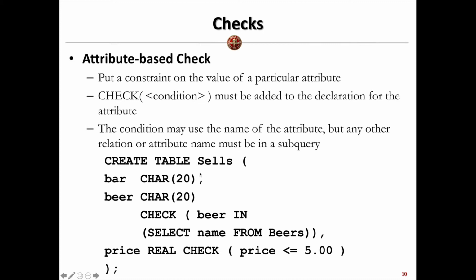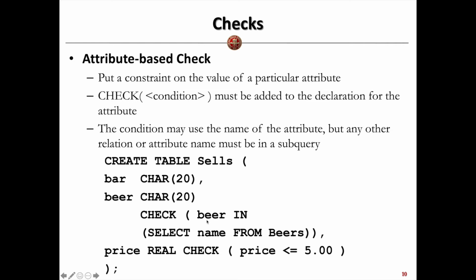We can create tables for sales records. Inside we have both bar, beer, and price. Here we provide checks on both beer as well as price. So for beer we have a check, parentheses, beer should be in, and we have another subquery as shown here, select name from beers. What does this mean? This beer attribute is this beer attribute, right?